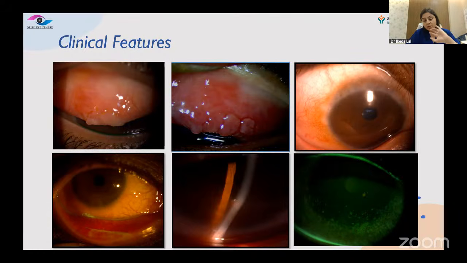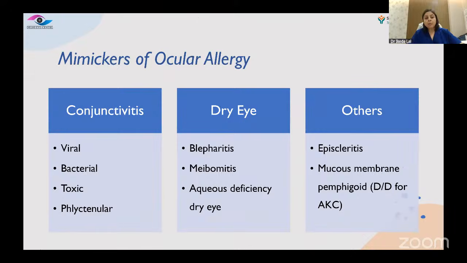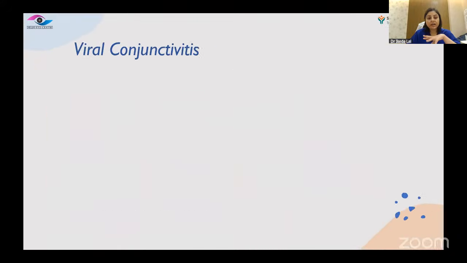Staining the ocular surface is a good tool in the OPD to always assess the activity, how severe the disease is. That really helps us in assessing whether we are looking at a disease which is fairly active. So with this, we come to the topic of mimickers of ocular allergy. We have the conjunctivitis group of disorders. Then we broadly have the dry eye group of disorders and a few other conditions like episcleritis or even MMP, which can be a differential diagnosis for some complicated cases of AKC. So let's begin with viral conjunctivitis.